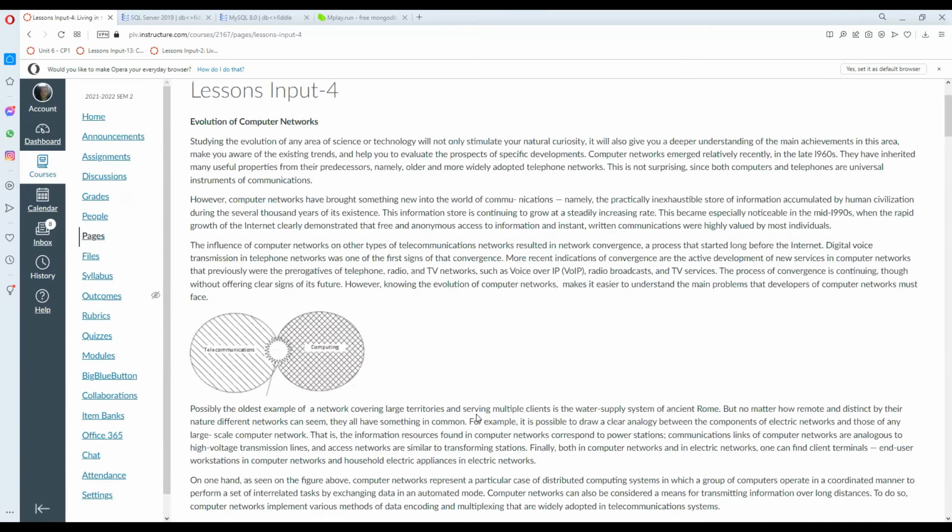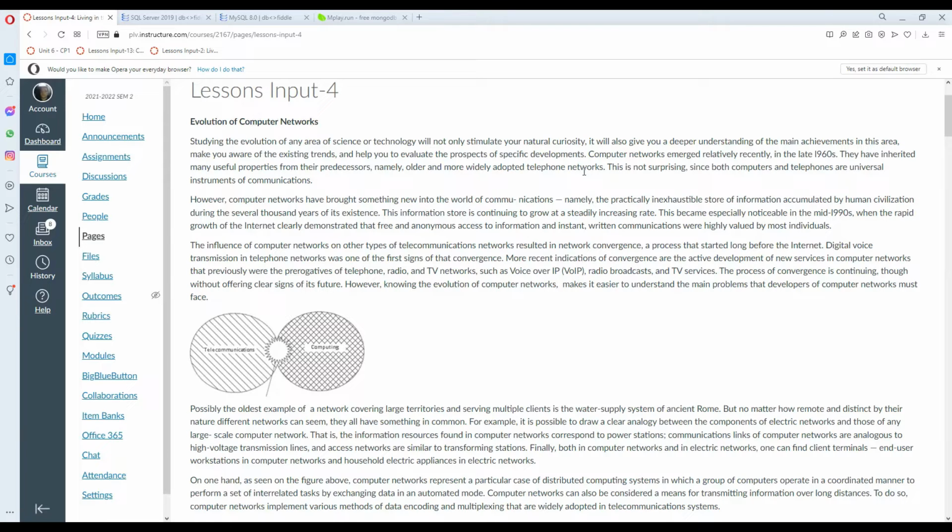Evolution of computer networks. Studying the evolution of any area of science or technology will not only stimulate your natural curiosity, but also give you a deeper understanding of the main achievements in this area, make you aware of existing trends, as well as helping you evaluate the prospect of specific developments. Computer networks emerged relatively recently in the late 1960s. They have inherited many useful properties from their predecessors, namely older and more widely adopted telephone networks.